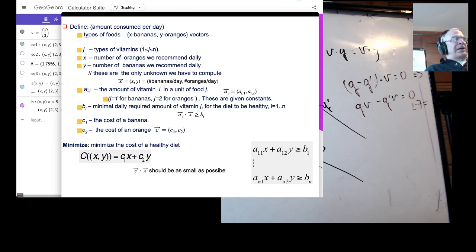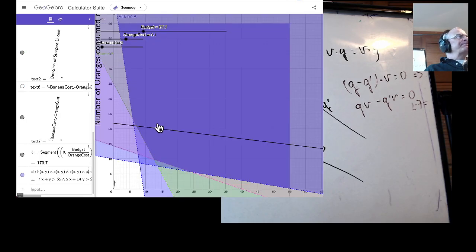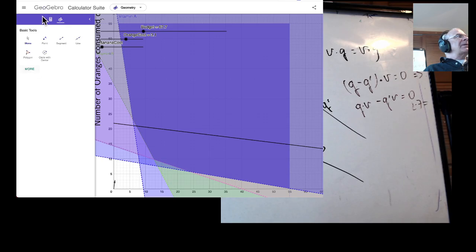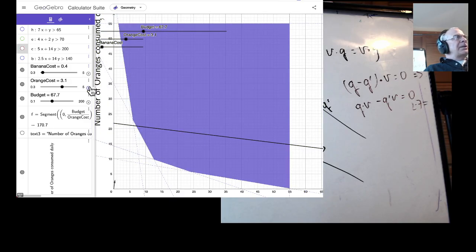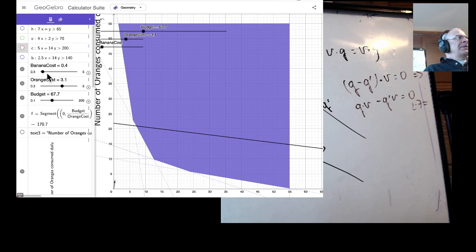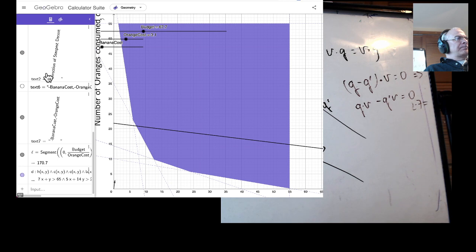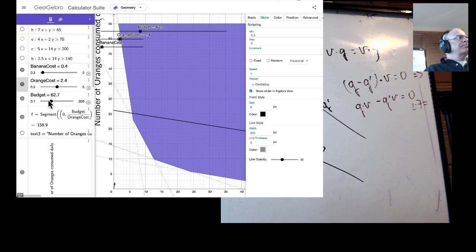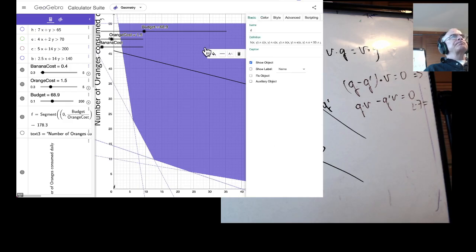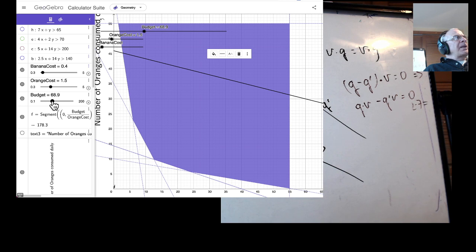Going back to our app, that's the point where I'll get rid of these annoying guys, and I let all of you change the cost and look at changing the budget that you might spend.